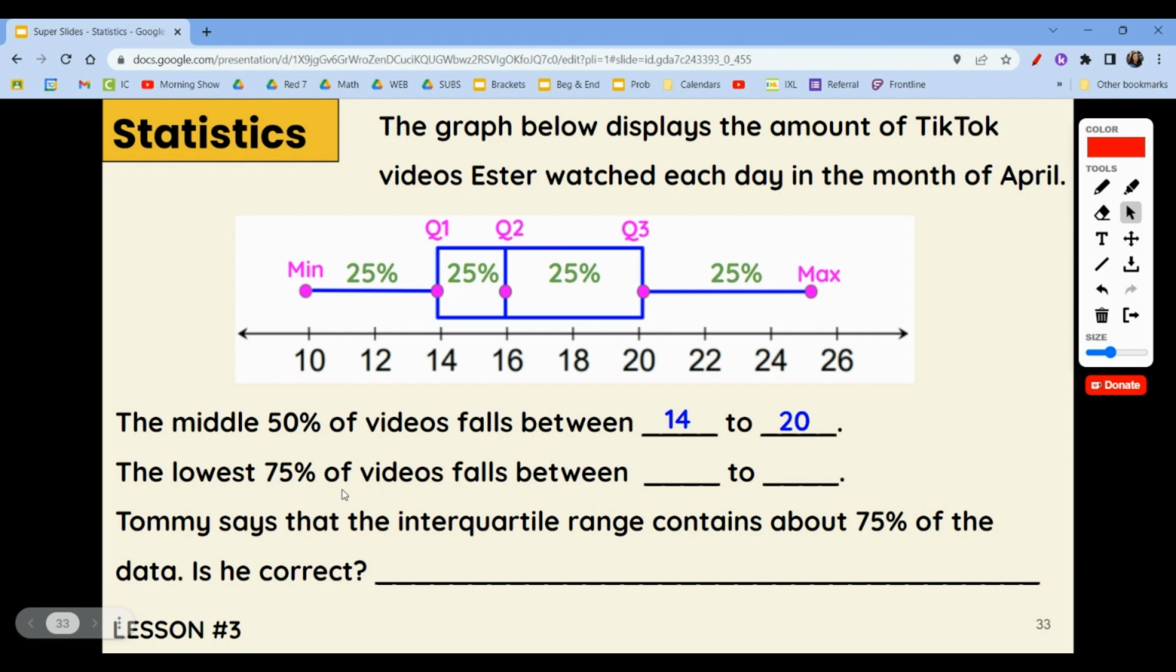The lowest 75% of videos falls between. Okay, the lowest 75% is 25, 25, 25. Those fall between 10 and 20.